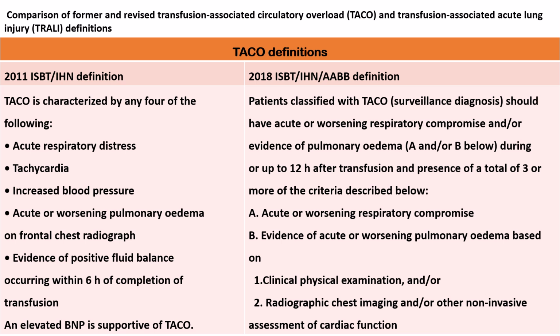According to the 2018 ISBT IHN AABB definition, the patient classified with TACO should have acute or worsening respiratory compromise or evidence of pulmonary edema during or up to 12 hours of the transfusion, with presence of at least three or more criteria, which are acute or worsening respiratory compromise, evidence of acute or worsening pulmonary edema based on clinical physical examination or radiologic examination, and other non-invasive assessment of the cardiac function.